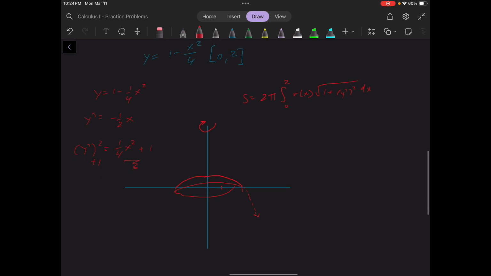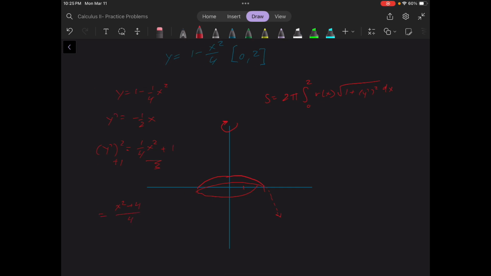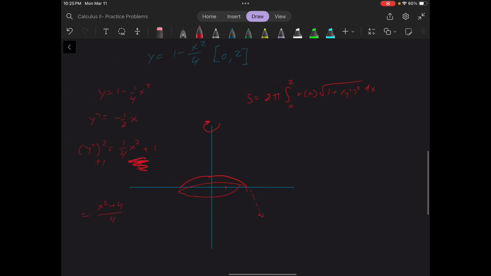But instead of writing it like that, I want to write it as x squared plus 4 over 4. So this is an equivalent form, right? Because we could just split it into 2 different fractions and get this right here. But I want to do it like this so that when we put it into the square root, and first of all, what is this r of x function? Well, r of x, whenever you revolve around the y-axis, is just x.